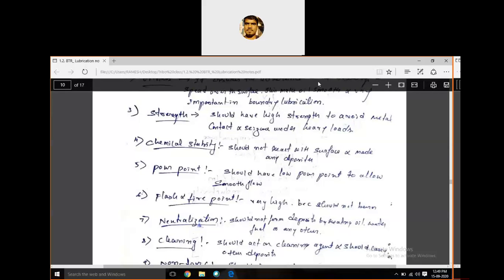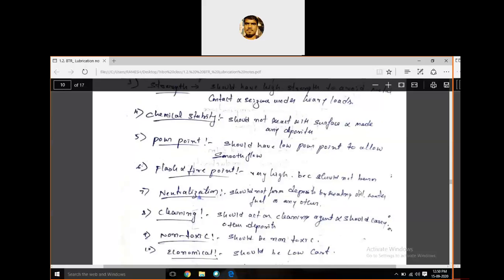Next, flash and fire point. It should have a high flash and fire point, because if it is low, it may catch fire. So to avoid that, we should have a high flash and fire point, because when the lubricant is introduced between the two mating surfaces, because of the friction, the temperature may become high. If the temperature reaches the flash and fire point, it may catch fire. So to avoid that, a good lubricant should have a high fire and flash point.